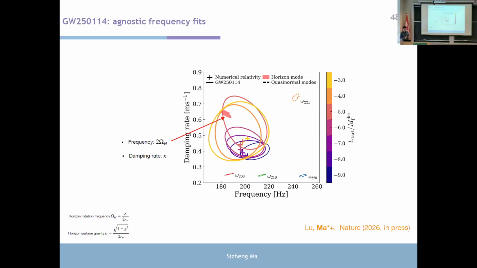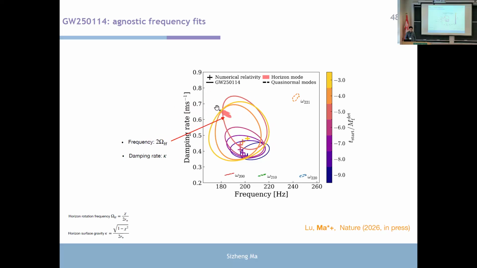We can also extract the frequency and the decay rate from those few cycles. Those contours are the 90% credible regions that we extracted from that time window, from that wave component with different starting times. Here, our start time ranges from -9 all the way up to -3. At the beginning, you can see that the posteriors still evolve a little bit. This is because the particle still undergoes dynamical evolution in the neighborhood of the black hole horizon. But they all cluster around this red region, which is the so-called horizon mode.